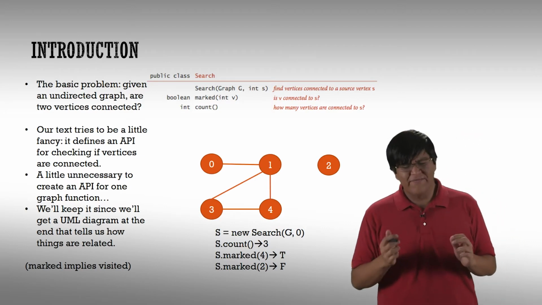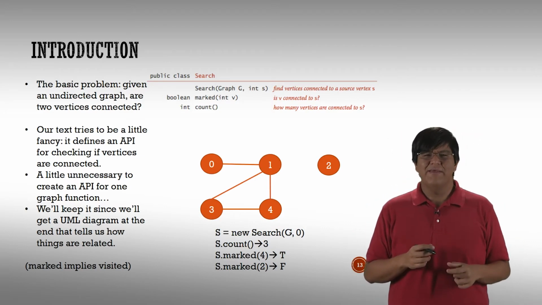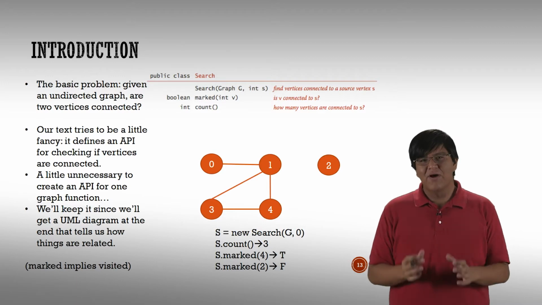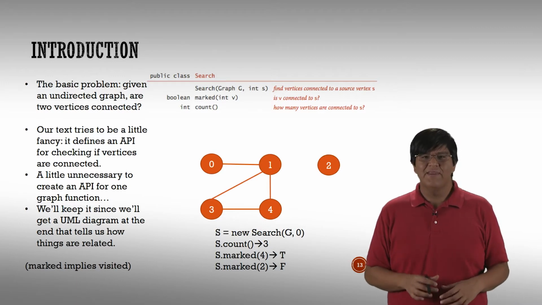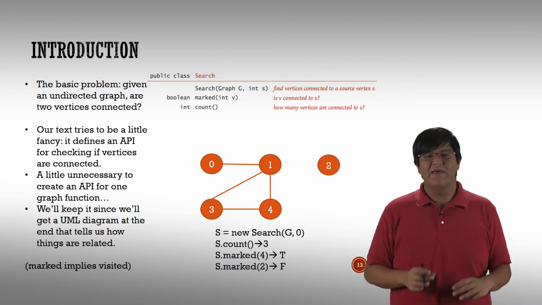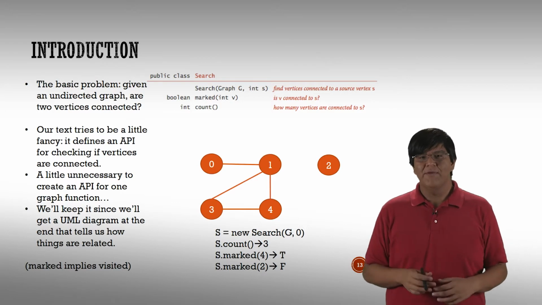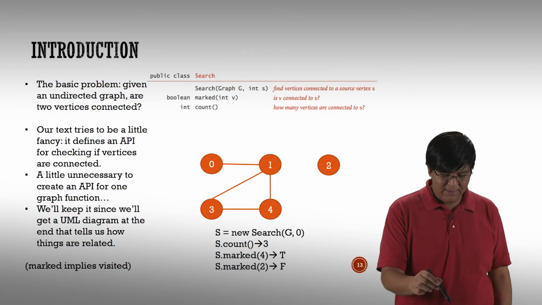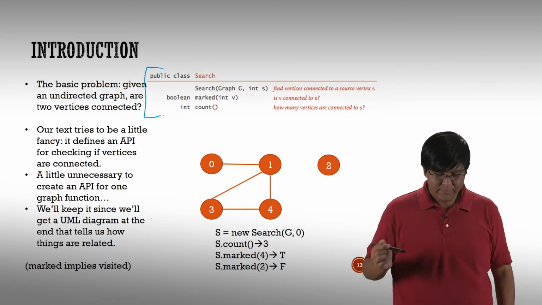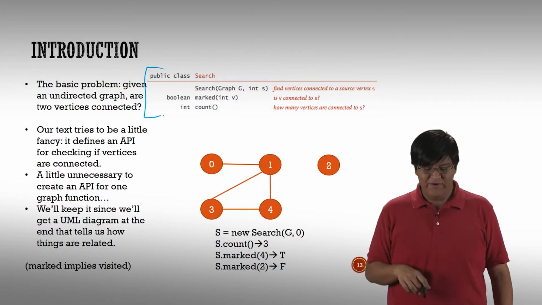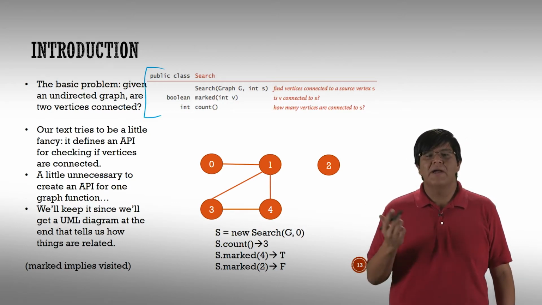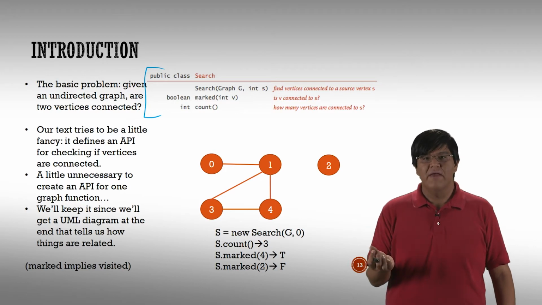So we are going to define an API here, but it's not really all that important, not necessary. It's a little bit overkill, but just for the sake of being consistent, and maybe at the end of the day we can show how all the different things fit together, we'll stay with the API. So what does the API look like? The API looks like this. I have my interface Search. I have a constructor. My constructor takes a graph and S.